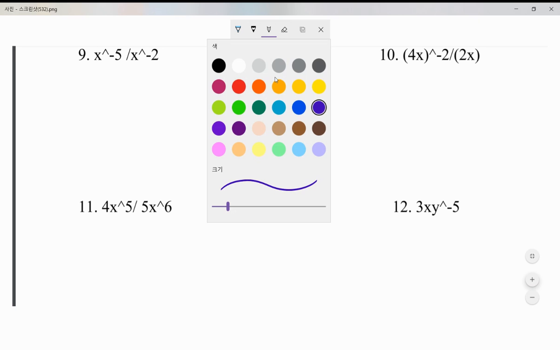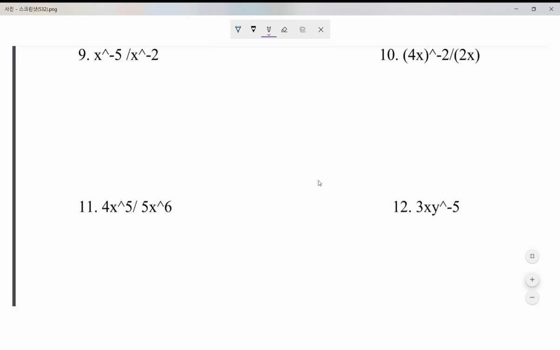Okay, next one. Let's see. x^-5 times x^-2. We can add the exponents, and that would equal x^-3. We can flip it over, which means it's 1 over x^3.